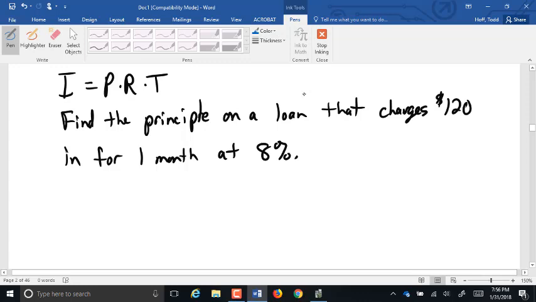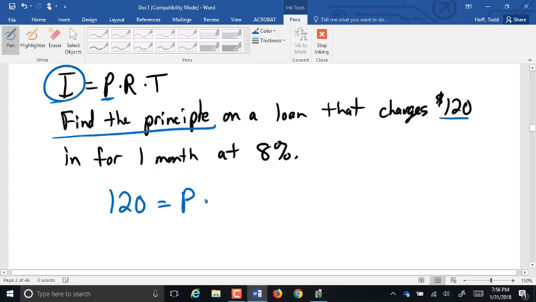So here, we know the interest, that is the $120. Do we know P, the principal? No, that's what we're trying to find. The rate is the 8%. We have to write it as a decimal, 0.08. T is time. Now, I didn't say this yet, but time is always expressed in years. So 1 month is 1/12 of a year.